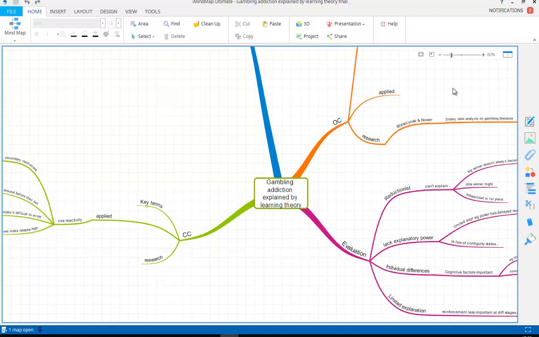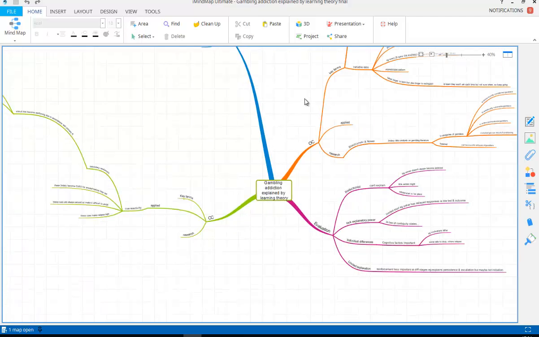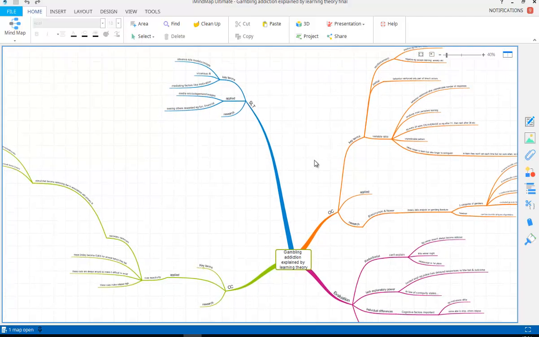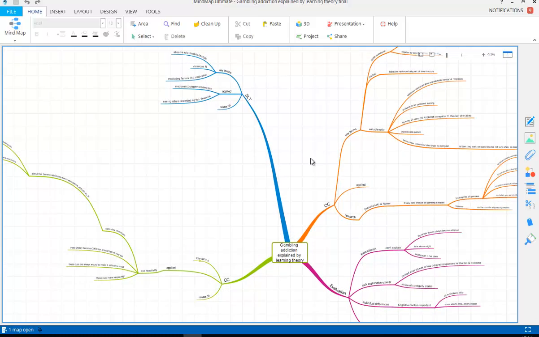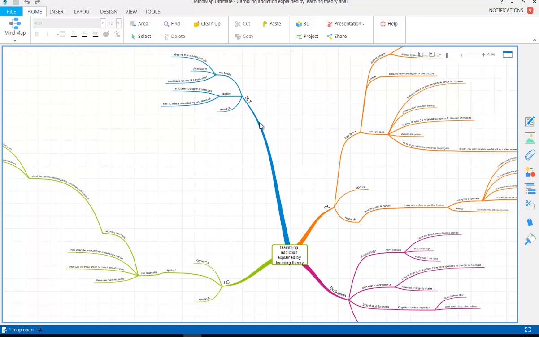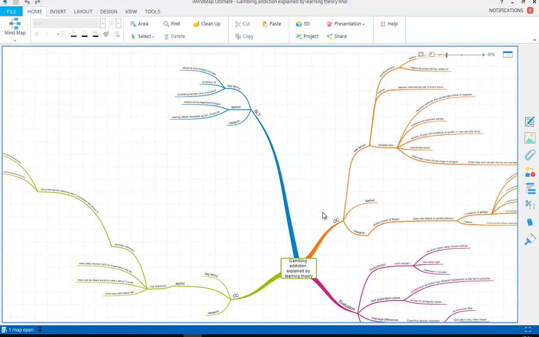So I'm just going to zoom right out so that you can see roughly the pattern, and then I'm going to minimize certain bits. We're going to have a branch for SLT, a branch for classical conditioning, CC, OC is operant conditioning, and then the evaluation. So four different branches you can see. I'm going to zoom in so you can see each of these. We'll start with SLT.